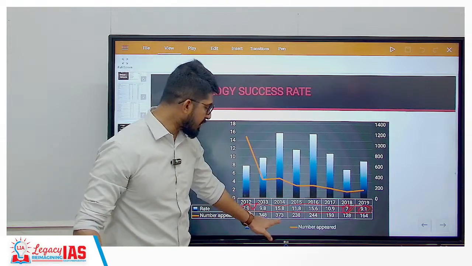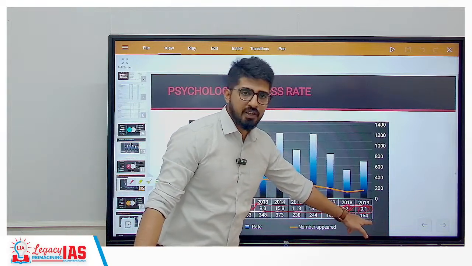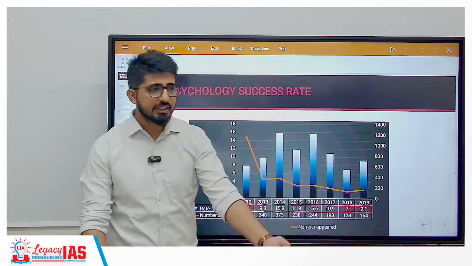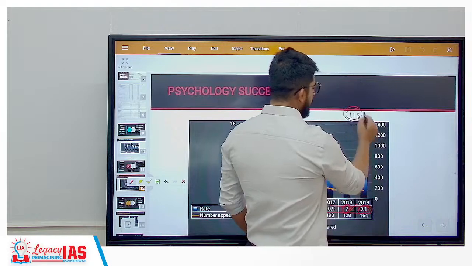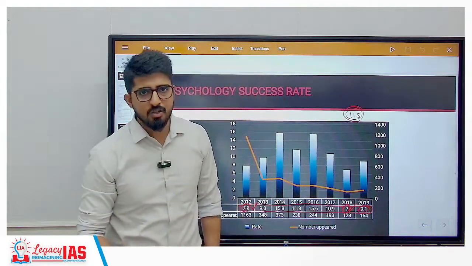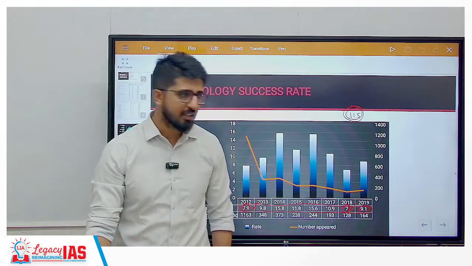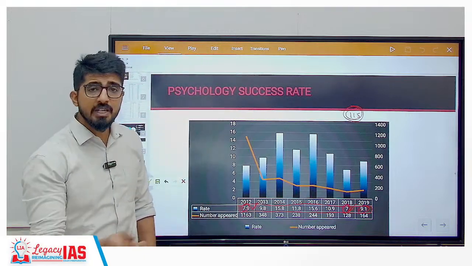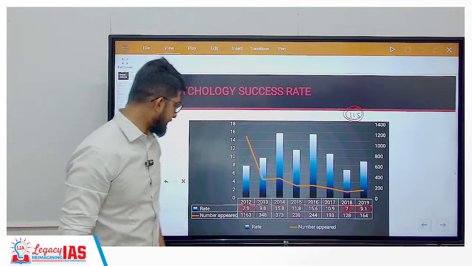Later on, look at the number of people choosing an optional. It has drastically fallen. It is 164. Last year, probably it was 112, 115, I guess. Only 150 people had chosen this as an optional in the main examination. Who took the main examination? Only 115 people were writing psychology as an optional. So competition is lesser. Success rate is like this.